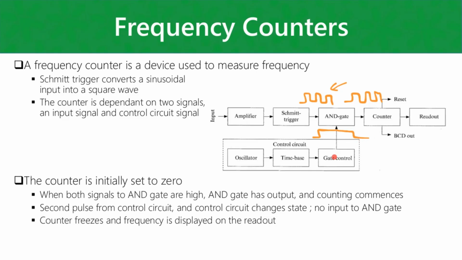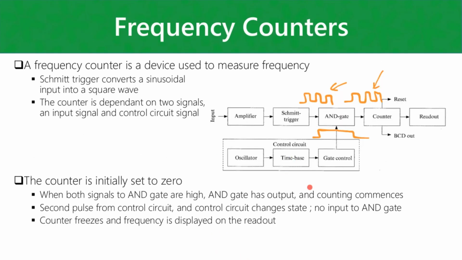So the control circuit will usually have some fixed time period. Let's say this is, for instance, a 1 second pulse, just to make things a bit easier. So that's a 1 second pulse, and your counter counts, let's say 50 pulses in that 1 second, then you have a 50 hertz signal that you're dealing with. So yeah, it's actually quite nifty. It's not too difficult to grasp, I think. Okay, and that's pretty much how frequency counters work.